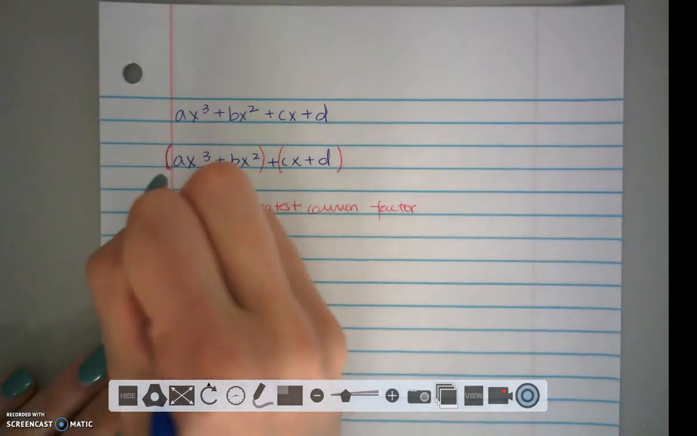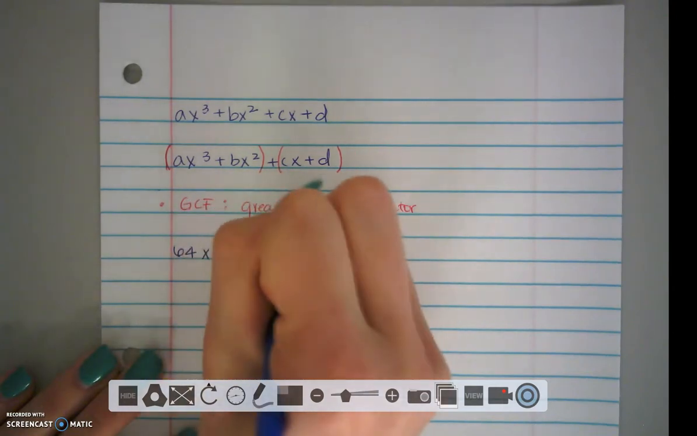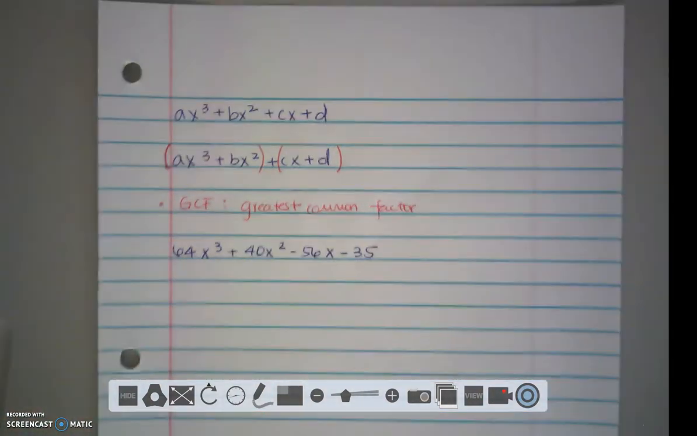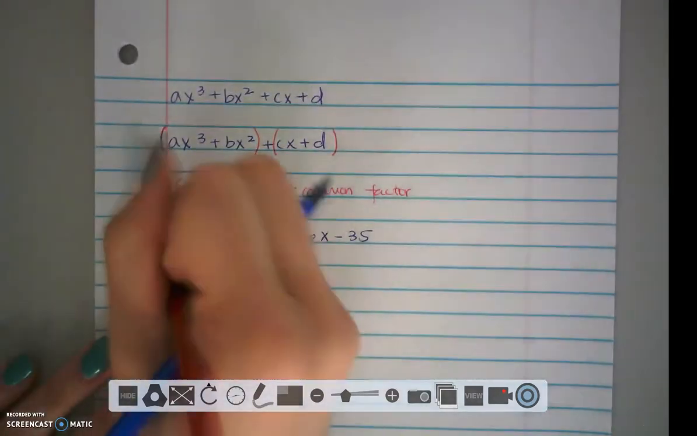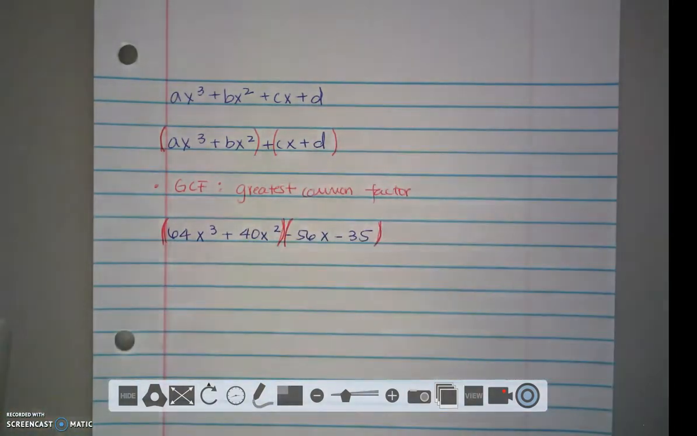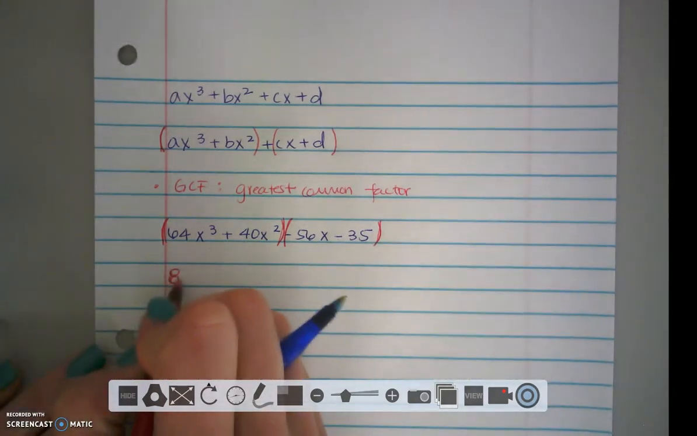Let's look at 64x cubed plus 40x squared minus 56x minus 35. So the first step I'm going to do is group the first 2 and the last 2 sets of terms together. So I have to ask myself, what is the biggest number that can go both into 64 and into 40? Hopefully we've all agreed that 8 is that largest number. So I'm going to pull an 8 out.